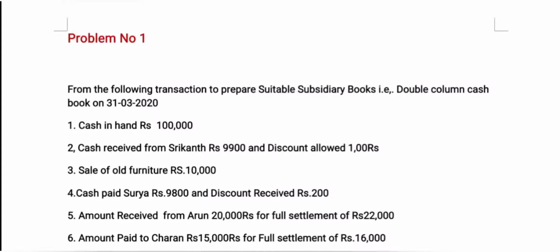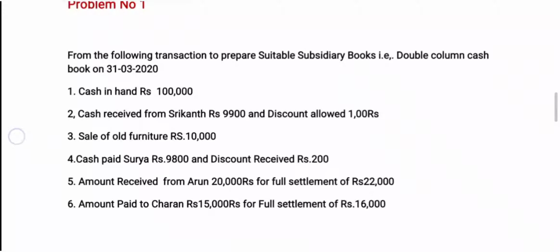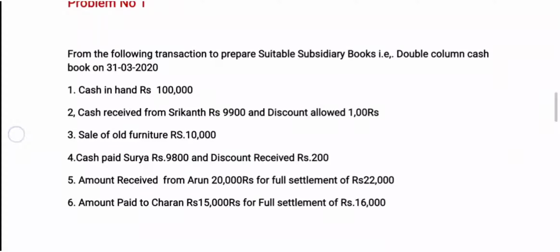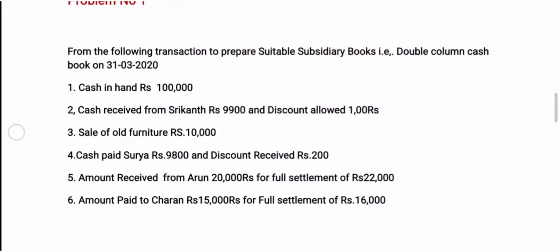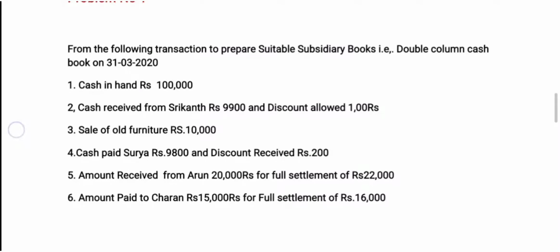Now coming to problem number 1, it is double column cash book. From the following transactions, prepare the suitable subsidiary book, that is, double column cash book as on 31st March 2020. Now coming to transaction 1, cash in hand 1 lakh rupees. Second one is cash received from Srikanth rupees 9,900 and discount allowed 100 rupees.